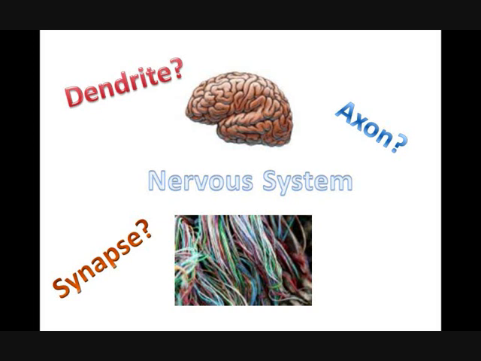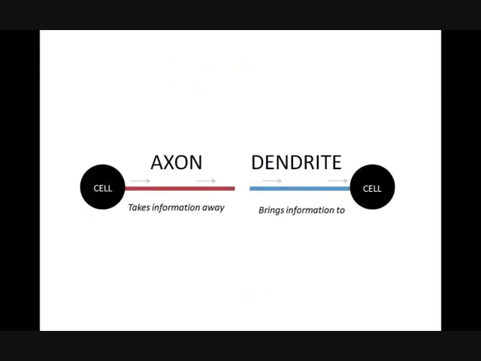Our nervous system works based on a network of wires called neurons. There are two kinds of neurons, namely axons and dendrites. Axons take information away from the cell body, and dendrites bring information to the cell body. Information from one neuron flows to another neuron across a synapse.